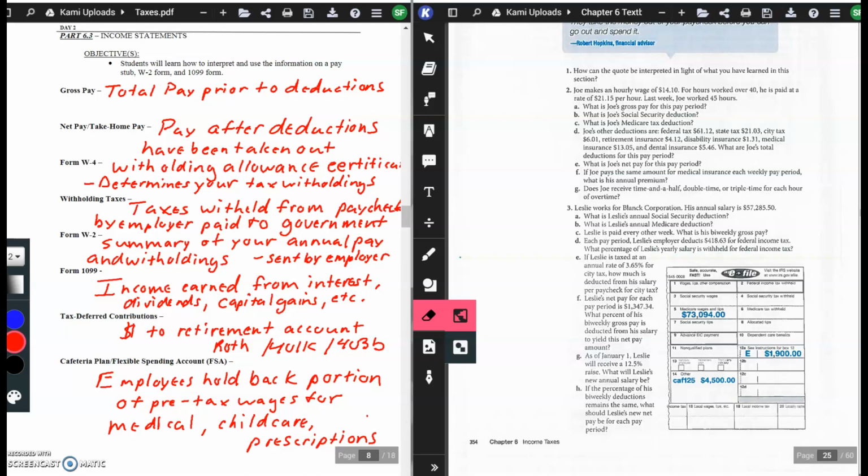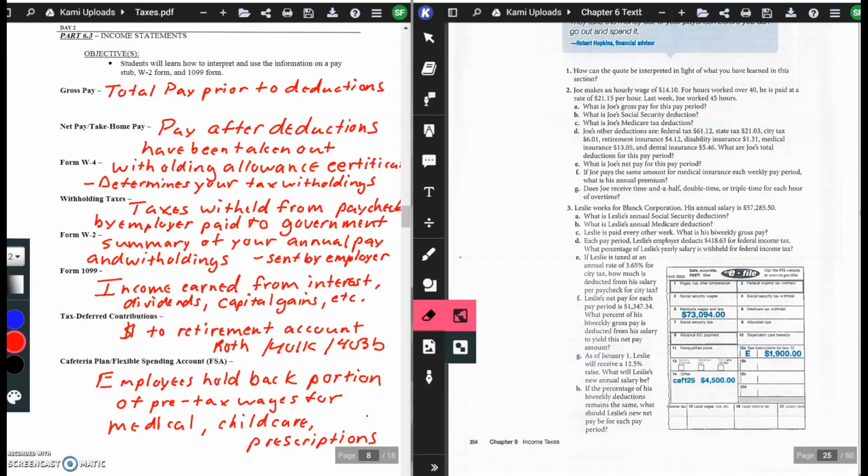Gross pay. This is your total pay prior to any deduction. So you get a contract, say you make $50,000 per year. That is your gross pay, $50,000, and then obviously from there taxes will be taken out. Net pay, take-home pay, this is your pay after all your deductions. So insurance, taxes, Social Security, all that kind of stuff taken out, that's your net pay.